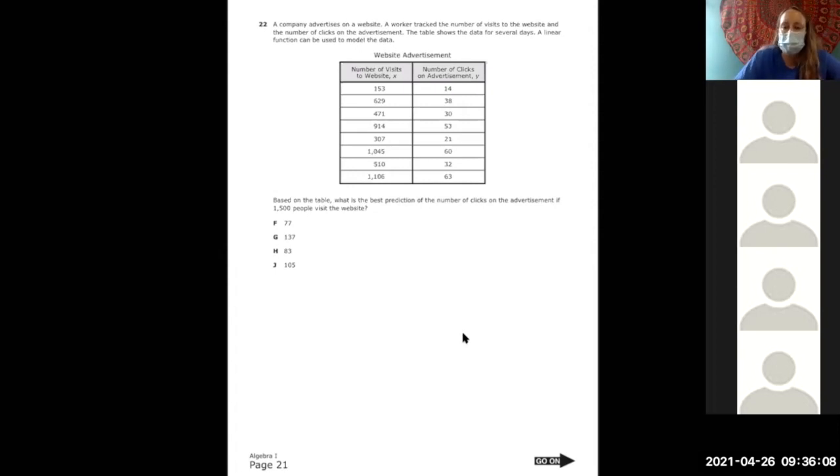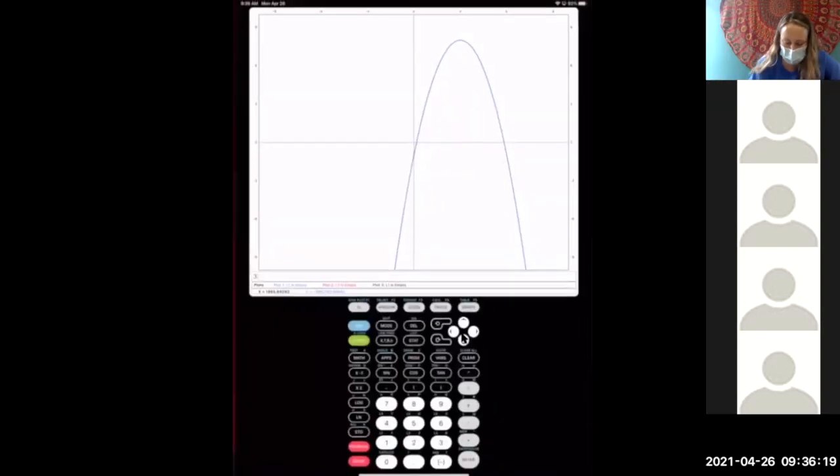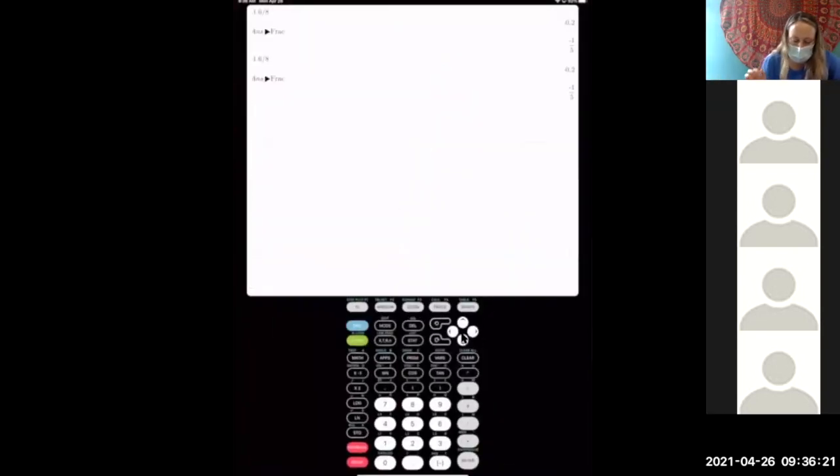Okie doke. So this problem is tough. It's out of order, right? But let's try to mess around on our calculator and see what we can do. So let's go here. I'm going to get out of my graph. And let's see, do I want to do linear regression or, let's see.